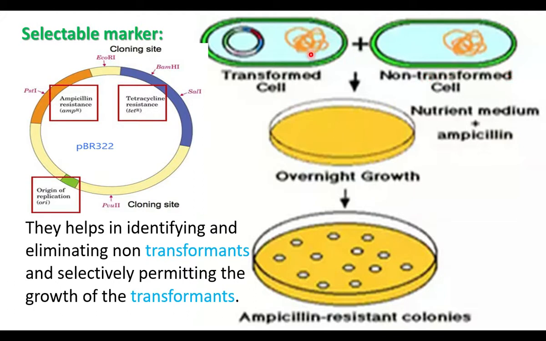To differentiate these two types of cells, selectable markers are there. So the cloning vehicle or vector must contain the selectable markers. Otherwise, we cannot distinguish between the transformed cell and non-transformed cell.